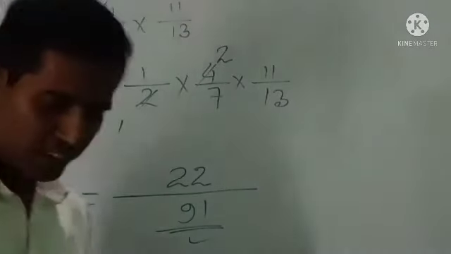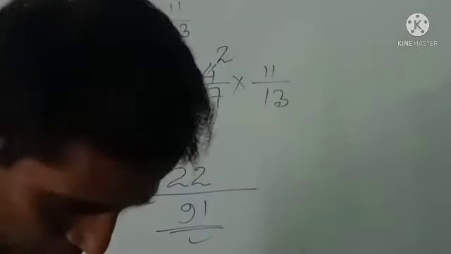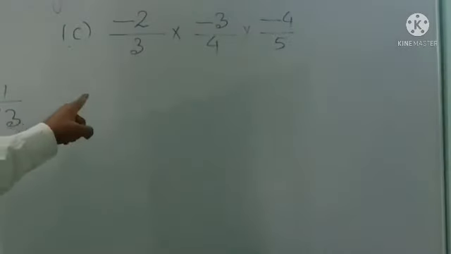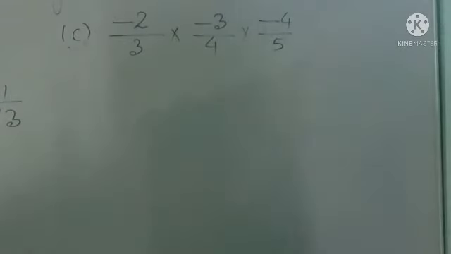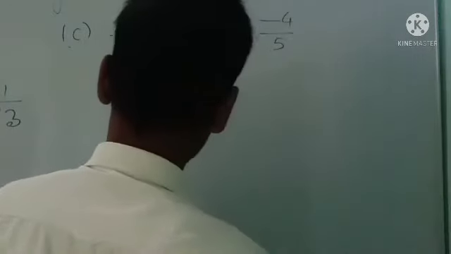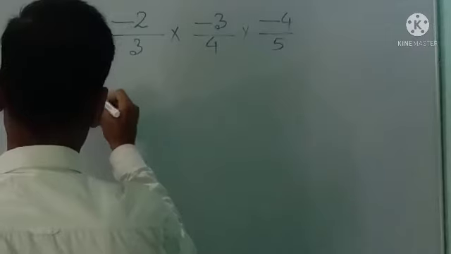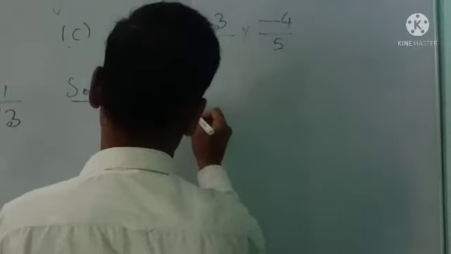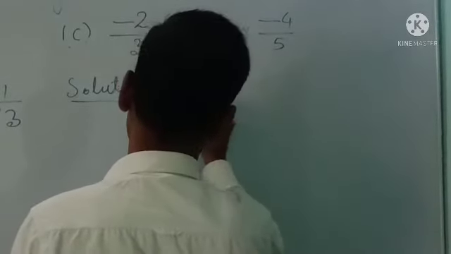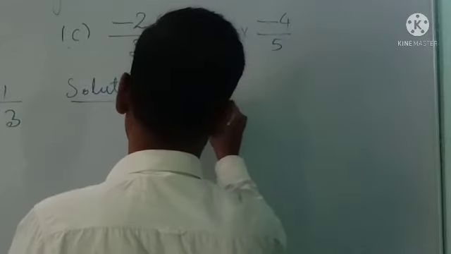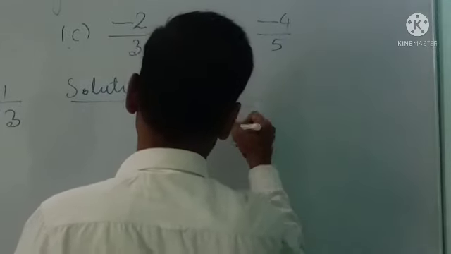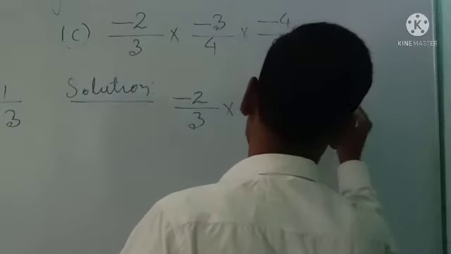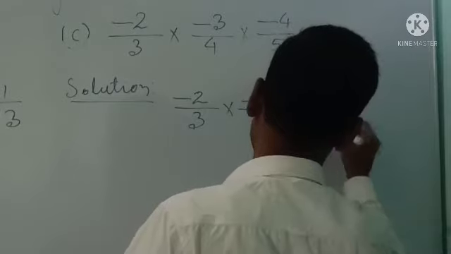It's a very simple question, nothing there to teach. Okay, let us take one more question from here. Children, sub question C has also been picked up for you, and C is also a very simple question. Solution: our question was minus 2 by 3 into minus 3 by 4 into minus 4 by 5.